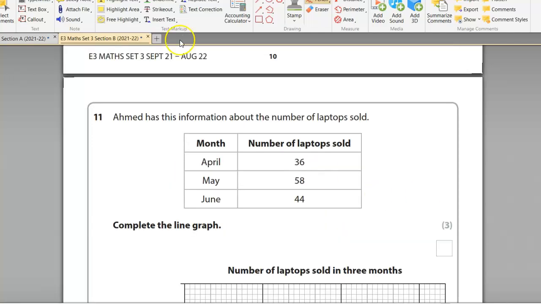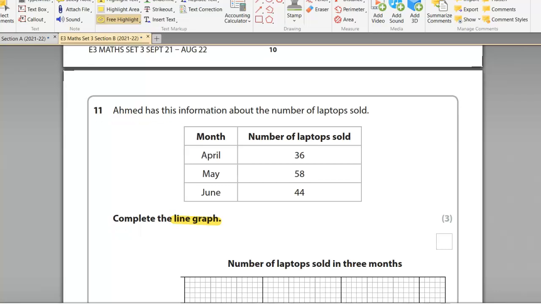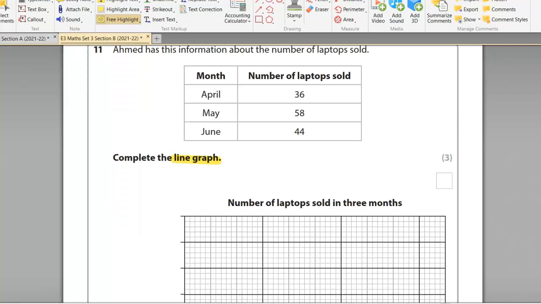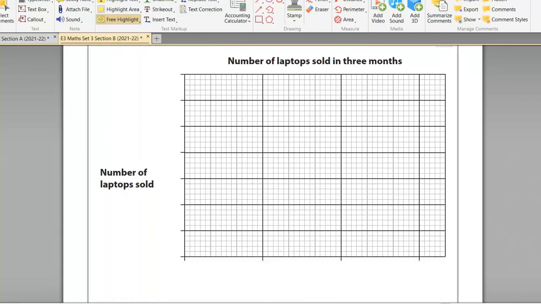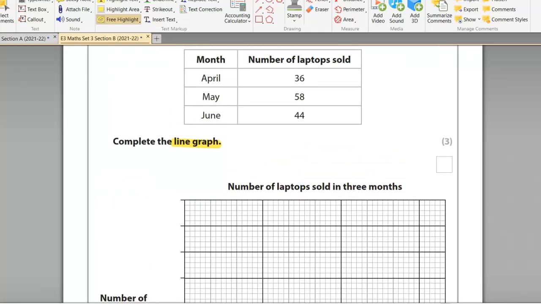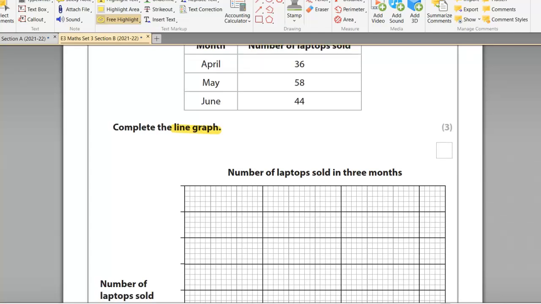Question 11 is a line graph question. So at entry level 3, you need to be able to draw basic line graphs. So it says 3 months, April, May, and June, and it tells you each month how many laptops were sold. So 36 sold in April, 58 in May, and 44 in June. So it gives you the grid, and we've got to put that information on here.